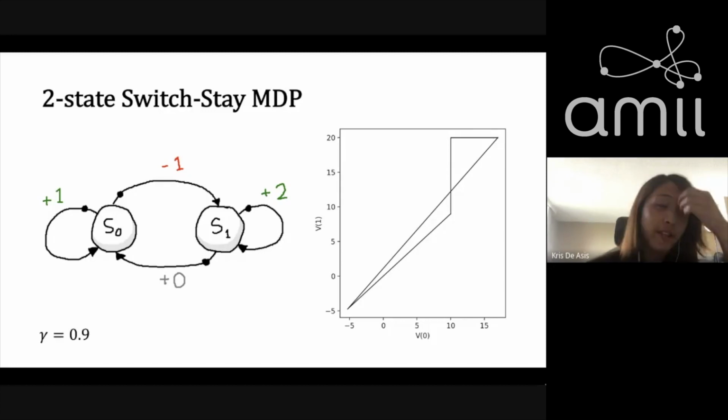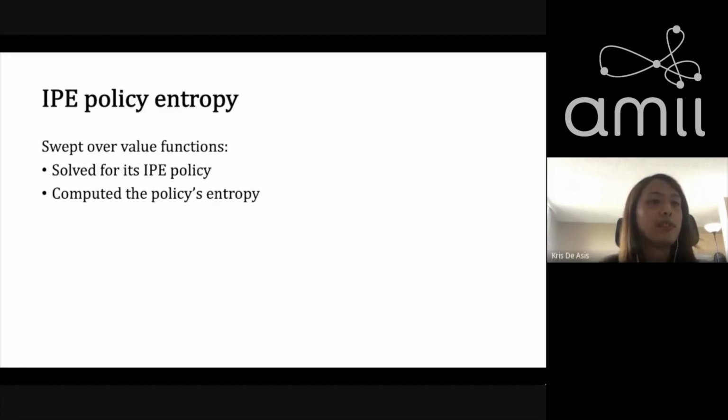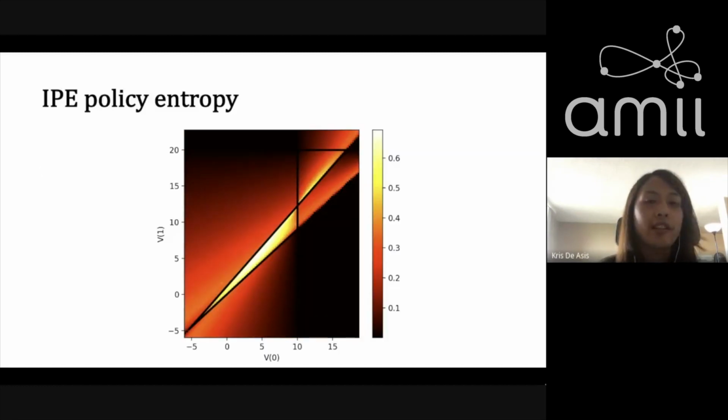Given this environment, the first thing we did was to visualize the policy entropy. So we would sweep over the space of value functions and we would solve for the corresponding inverse policy evaluation policy. And then we would compute and plot that policy's entropy. This is to confirm that intuition where if your estimates are poor, it would tend to be stochastic. So the map ends up looking something like this.